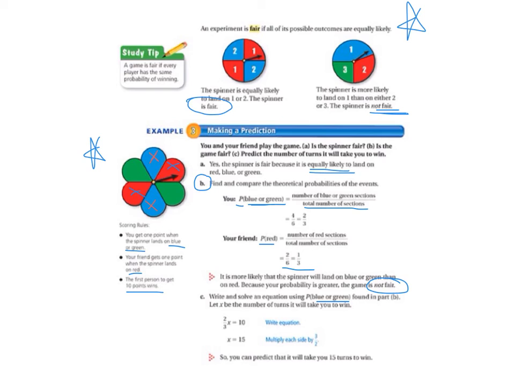So 2/3 is the probability of us landing on blue or green, and x is our unknown, which is how many turns it will take us, and 10 equals the number of points we need to win the game. So we simplify that and we end up with x equal to 15. So we can predict that it will take us 15 turns to win the game.